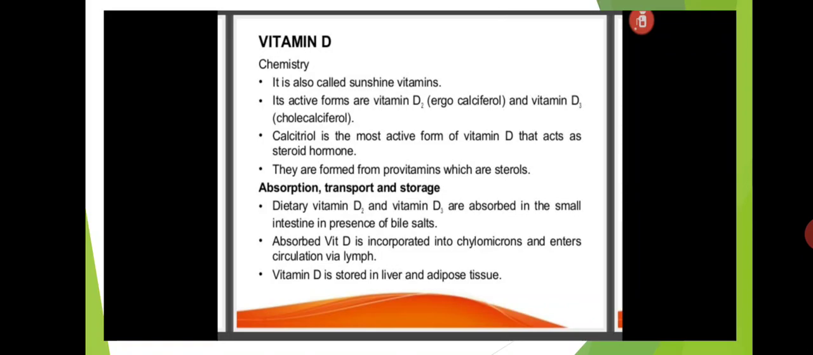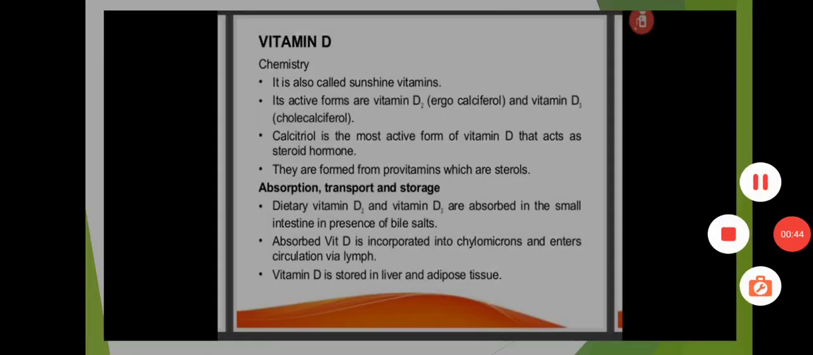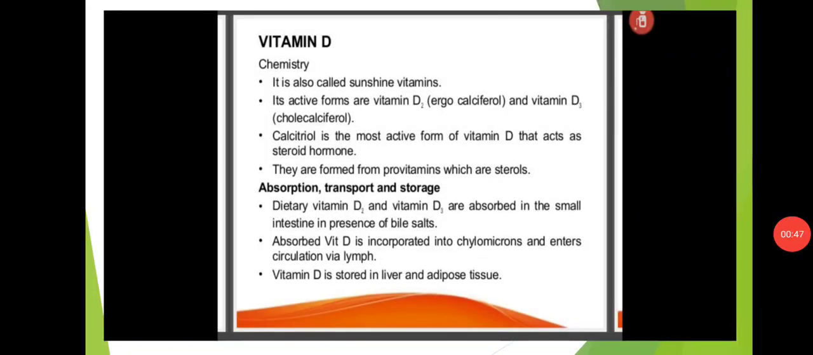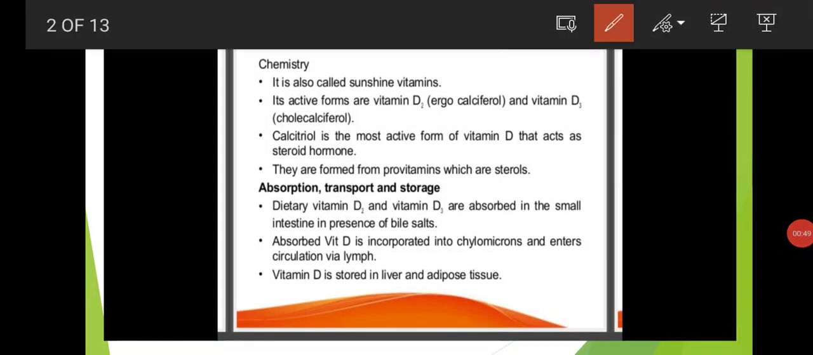Next is vitamin D. The chemistry of vitamin D: it is also called the sunshine vitamin. Its active forms are vitamin D2, that is ergocalciferol, and vitamin D3, that is cholecalciferol. Vitamin D2 and vitamin D3 are the active forms of vitamin D, that is calciferol: ergocalciferol and cholecalciferol.